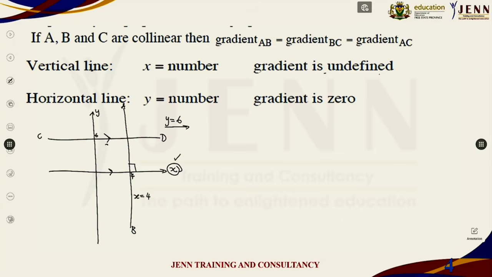Then number two, a horizontal line. The moment you determine a gradient and you have used a correct formula of a gradient and you have substituted correctly, and the gradient is zero, that zero indicates that you are having a horizontal line. And another indication that you should be on the lookout for is that the moment you are having a line segment and it is parallel with the x-axis, just know you are having a horizontal line.